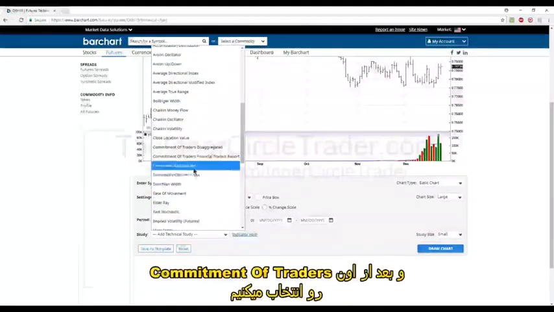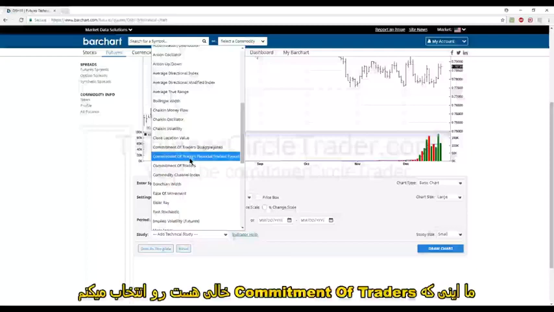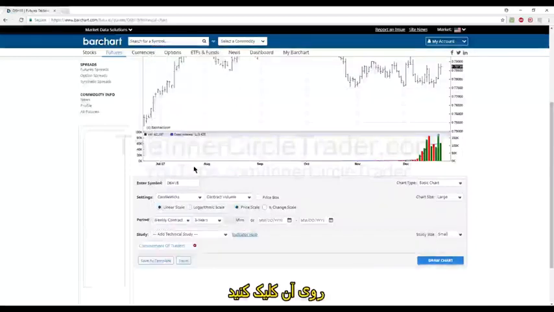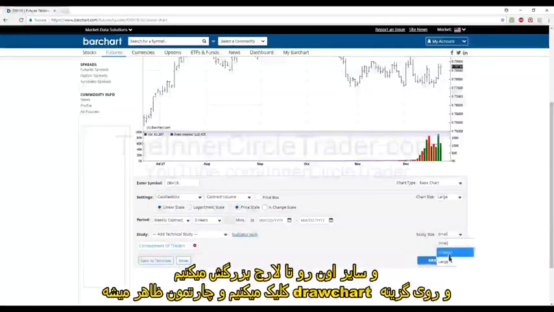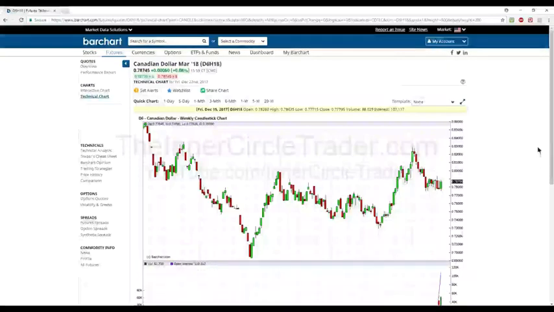And then we're going to go to Commitment of Traders. Now there's several here. There's Commitment of Traders disaggregated. Then we have the Commitment of Traders financial traders report. Then Commitment of Traders. We just want this one. Okay. Click on that, and we want to maximize that to large. And we're going to click on draw chart, and it'll pop up here.